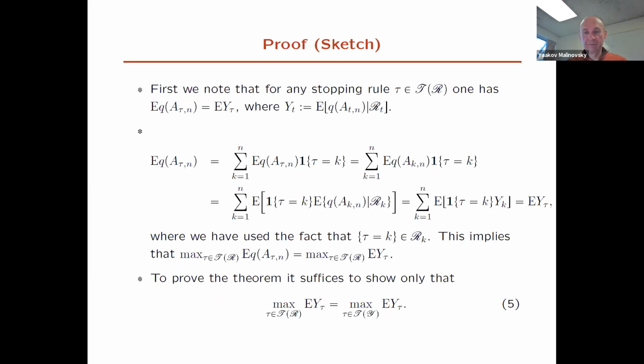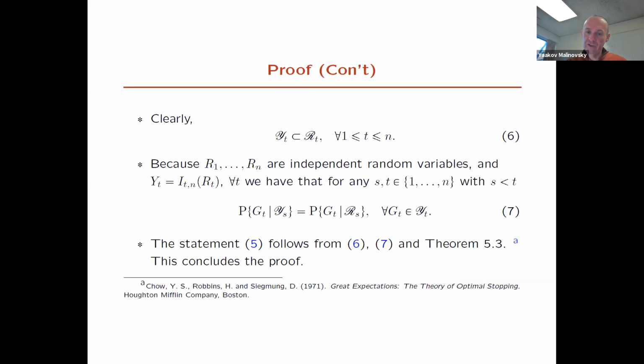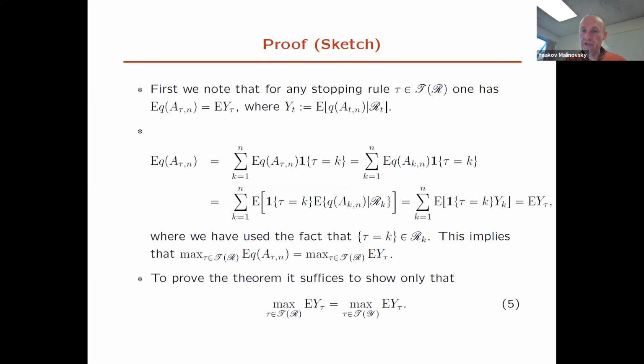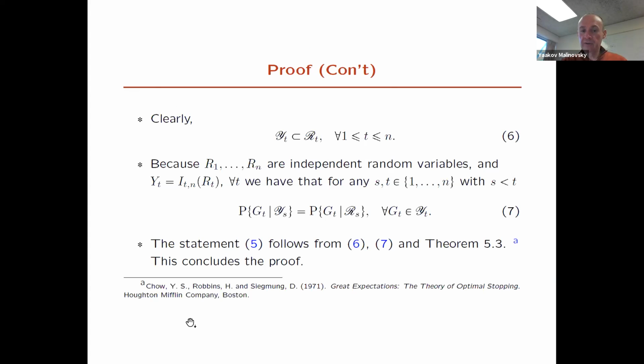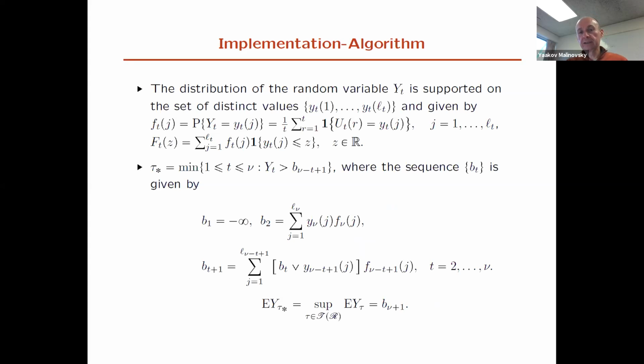Of course, I will skip the proof. We generally use direct calculation and the independence of the horizon and the filtration, but we also use a result from the book of Chow, Robbins, and Siegmund, Great Expectations. But I need to skip the proof because of time. We also presented an implementation algorithm, showing how we can find these values b in a simple way.